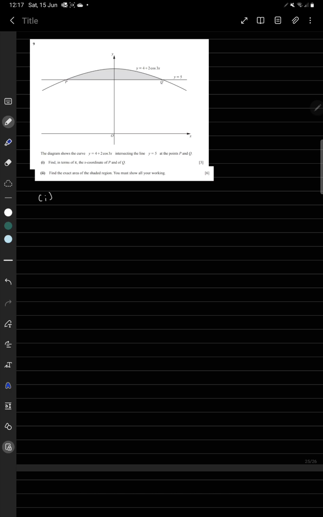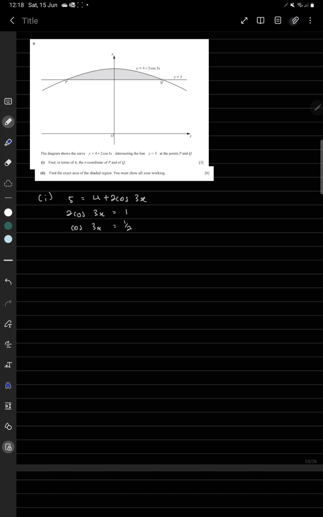Immediately we are given the y coordinates of both P and Q, they both share the same y. We want to find the x coordinates. So we're going to substitute y equals 5 equals 4 plus 2 cos 3x. Now, we want to make x the subject. So you have 2 cos 3x equals 5 minus 4, that's 1. So cos 3x is going to be equal to 1 over 2.